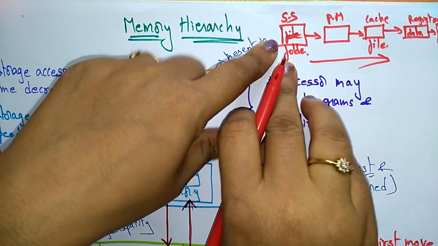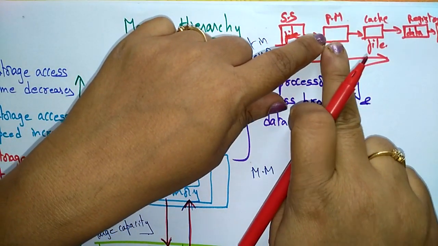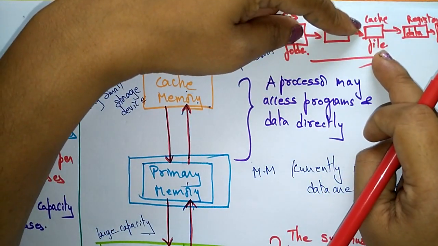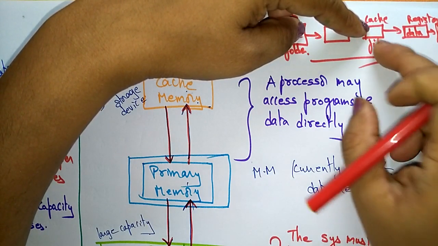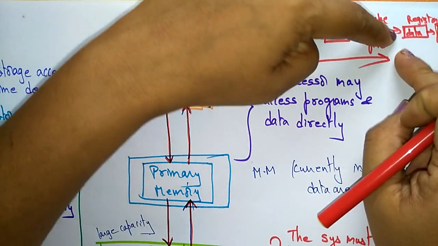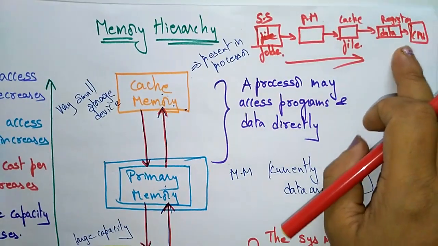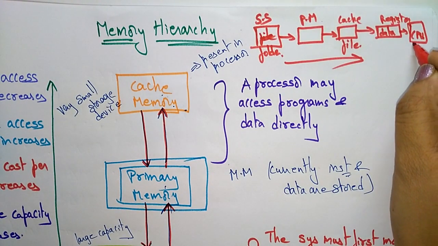The secondary storage device contains a folder. That folder will be moved to the primary memory, and the currently executed file will be stored in the cache. The cache takes only the current data that has to be executed, and that data will be stored in the register. From the register the CPU will take the data and execute the operation. Again the process will continue like this.